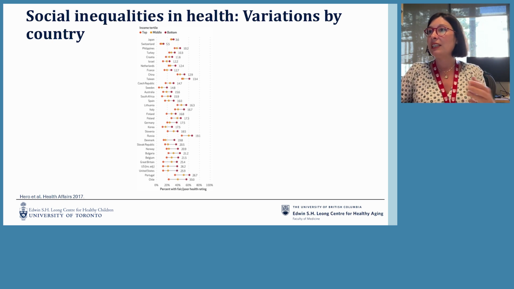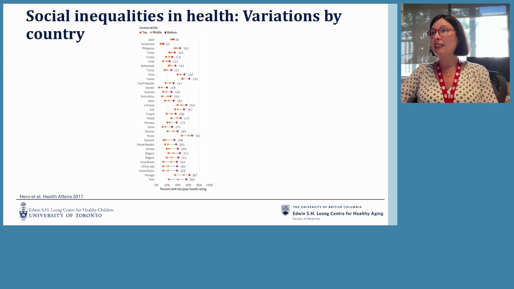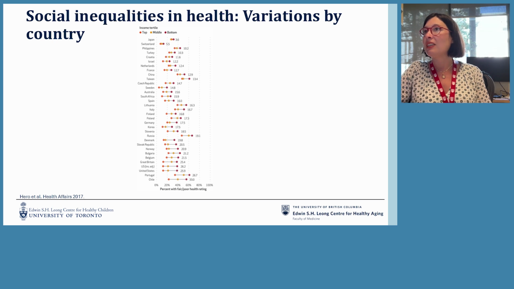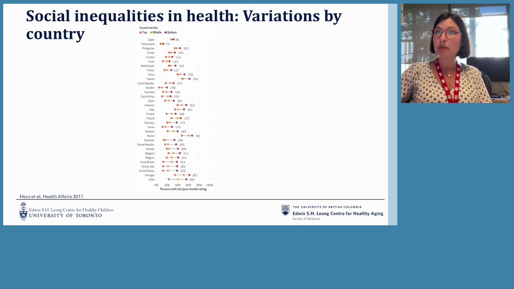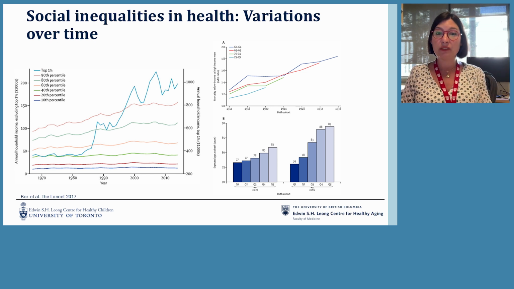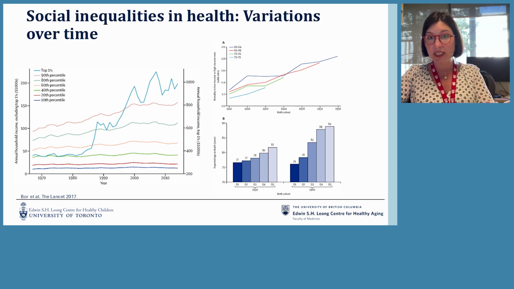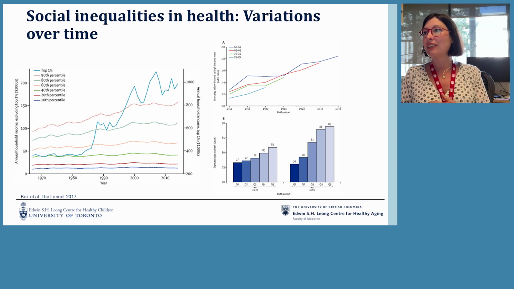For example, Chile has a very large social gradient in this perception of poor health, and other countries such as Japan or Switzerland have a smaller variation within their population. Finally, inequalities in health also vary over time, and the impact of the social determinants of health on health outcomes also varies over time. We have two examples here of these variations over time.